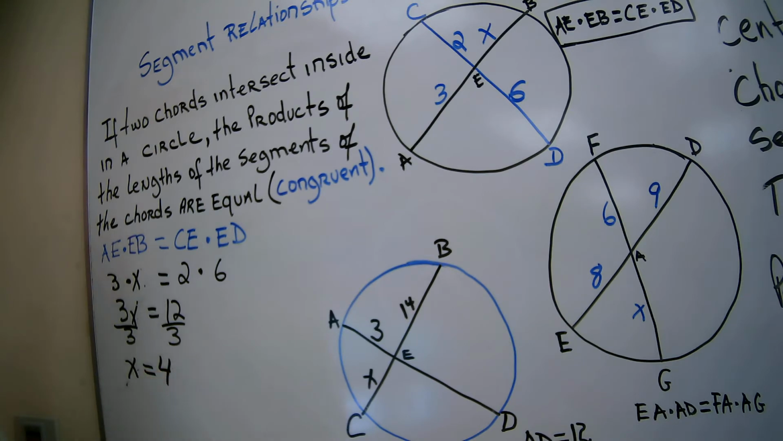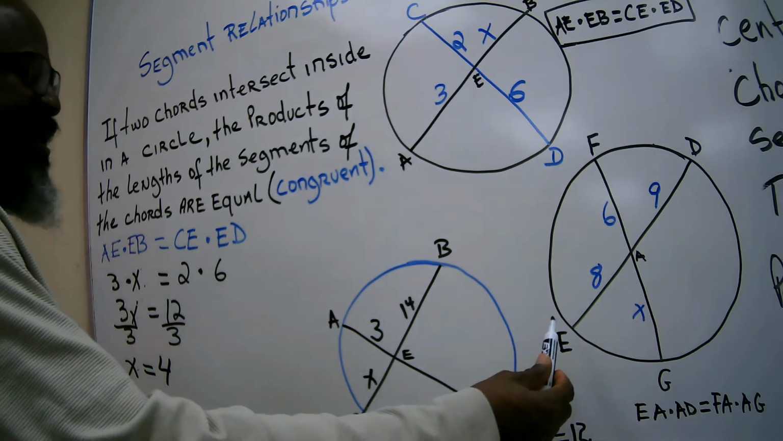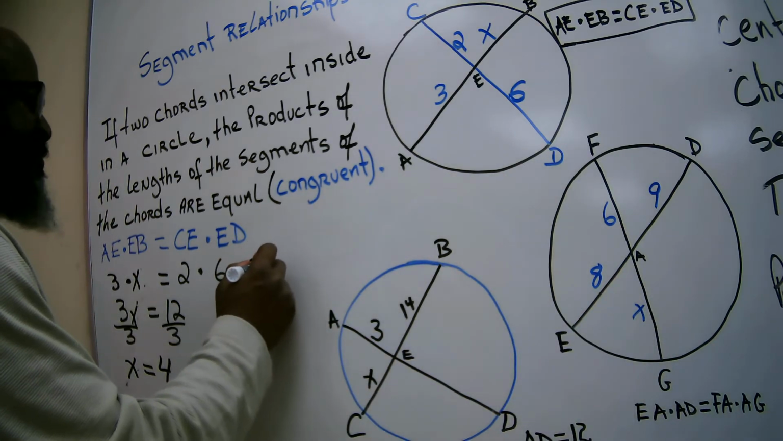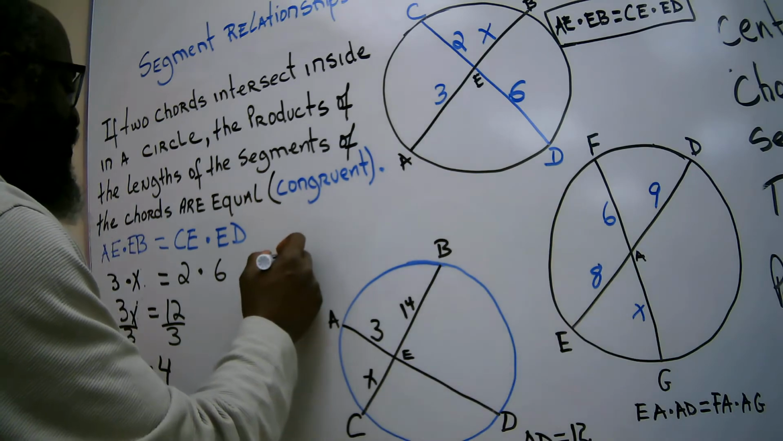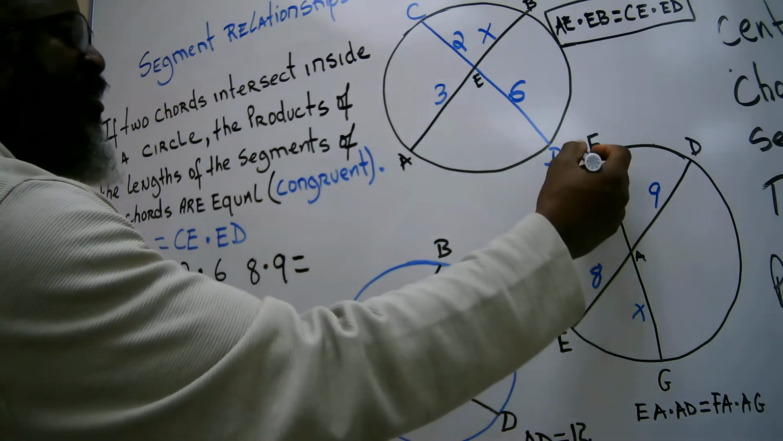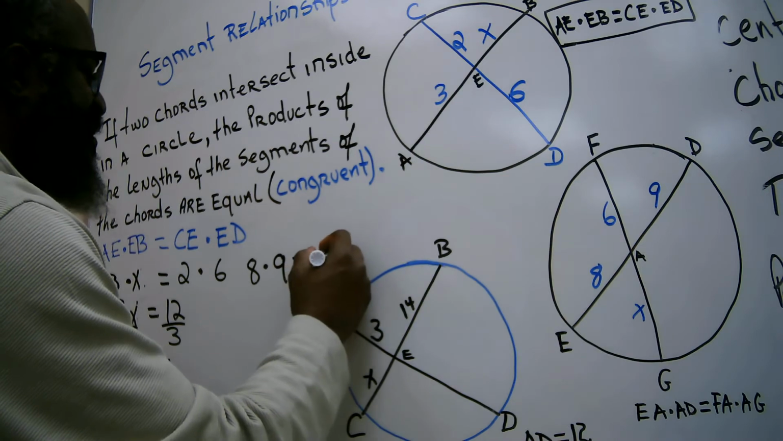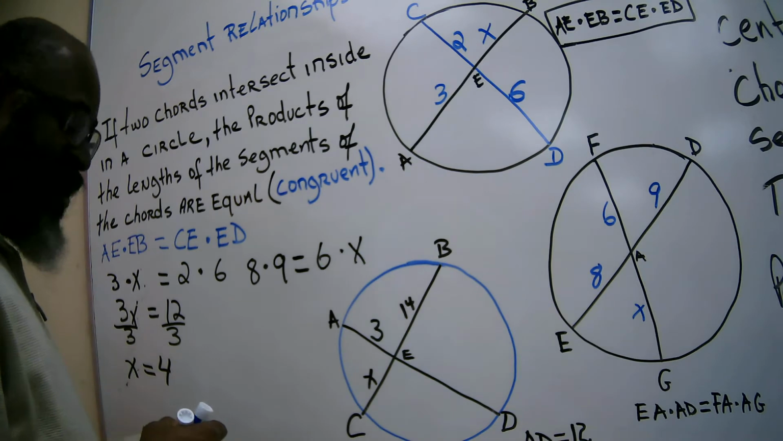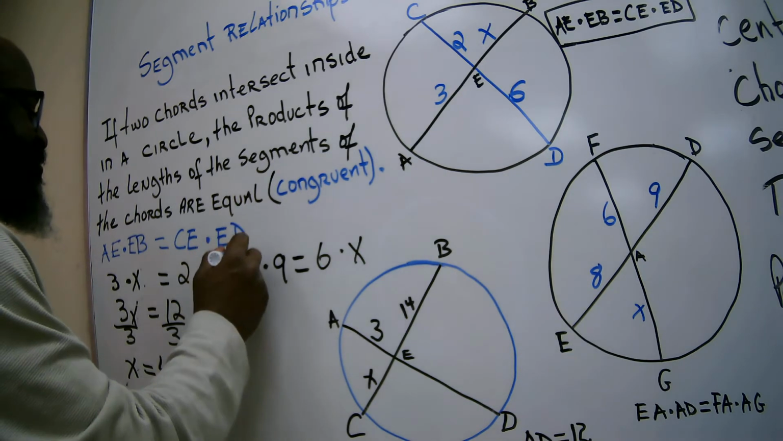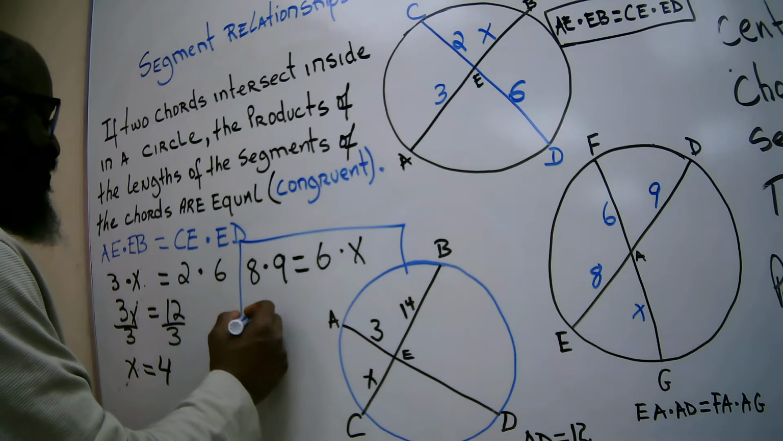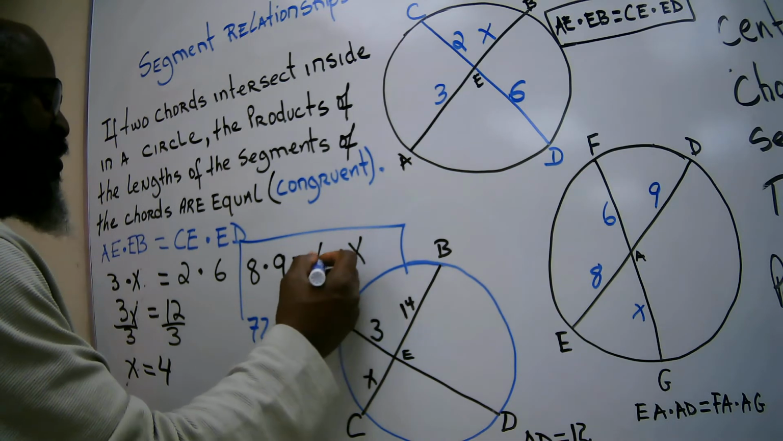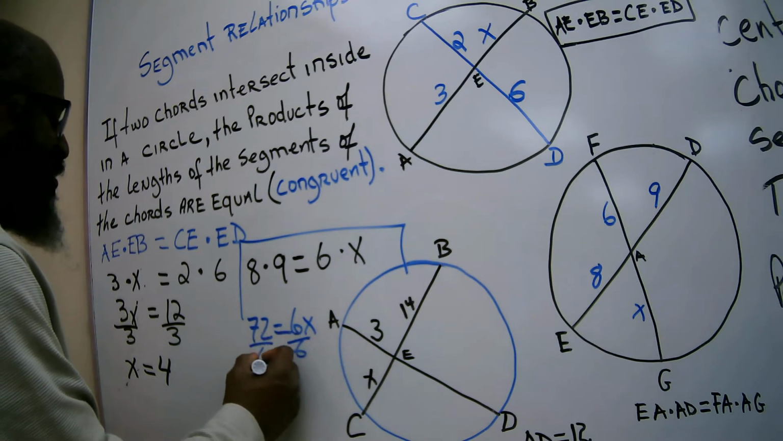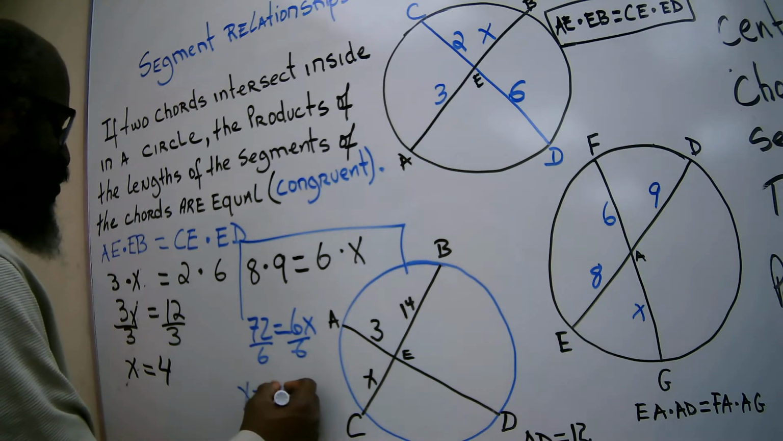So that's the moral of this story. Same thing, if I'm looking at this, that would be AE, which is 8, times 9, should equal FA, which is 6, times AG, which is x. That's our equation. Now the only thing you have to do is solve for it. In order to solve for that, you will have 72 is equal to 6x. Then you divide by 6. In this case, x is equal to 12.